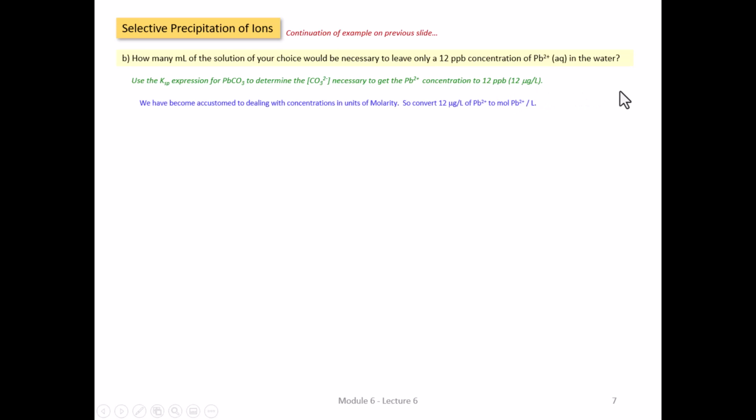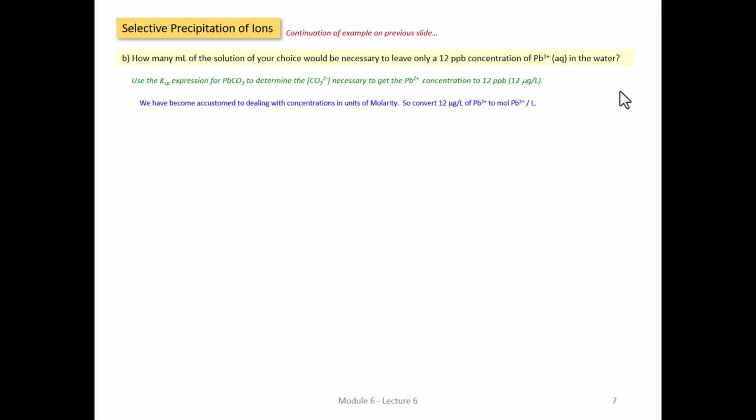So the next question was how many milliliters of the solution of your choice, our choice was the sodium carbonate solution, would be necessary to add to your 1 liter of solution to leave only a 12 parts per billion concentration of lead in the water. Well, yes, let's use the KSP expression for lead carbonate to determine the concentration of carbonate necessary to get the lead ion concentration to 12 parts per billion. Well, you know what's coming here.